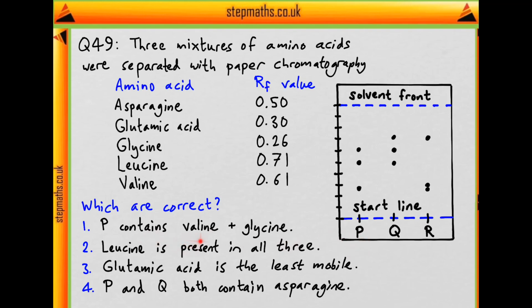Mixture P contains valine and glycine. Leucine is present in all 3 mixtures. Glutamic acid is the least mobile of all the acids. And P and Q both contain asparagine.